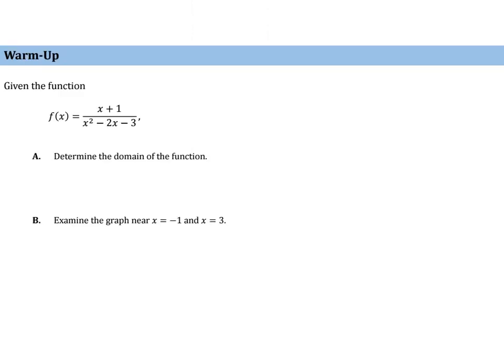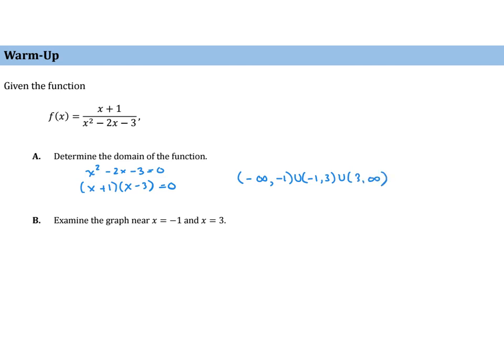So let's look at this function. Here, the denominator, you'll notice, is the same as before. So if we set the denominator equal to 0, we end up solving the same equation. No need to solve it again. The domain is going to be the same: negative infinity to negative 1 union negative 1 to 3 union 3 to infinity.